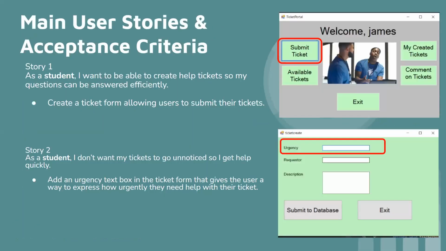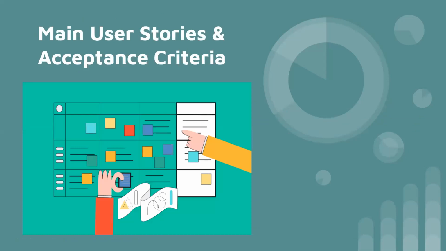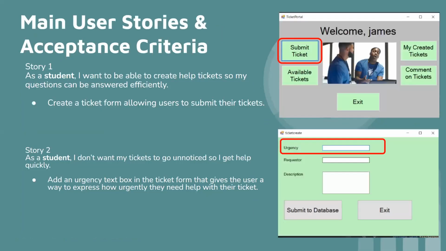For the main user stories and acceptance criteria, these stories are like building blocks. They make our project work well for the users. So let's jump in and check out these key user stories. For the first two, we have students that want to be able to create and help tickets, so the questions can be answered efficiently.